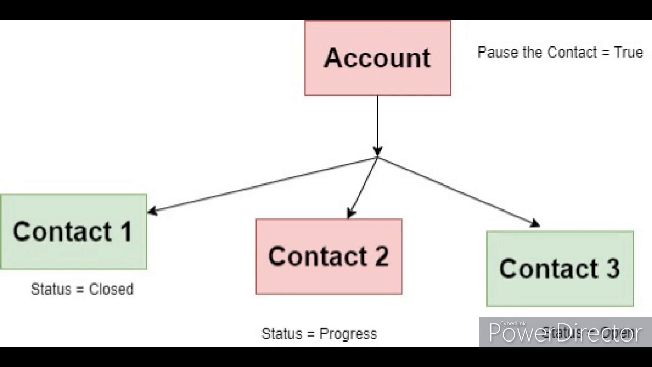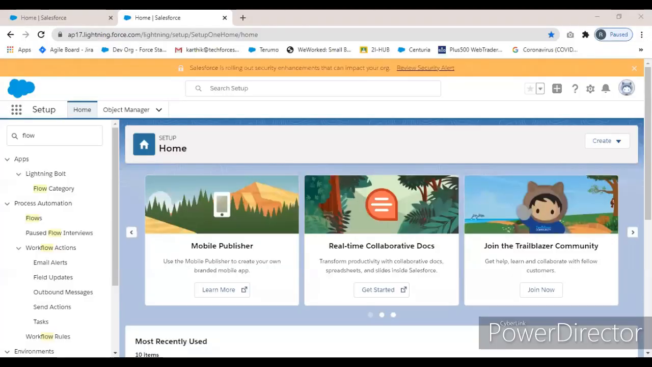Today we are going to see how to update a child record from a parent record. For example, if there is any change in the account, based on that change, we can update the appropriate contact. For example, if you want to update only the contacts with status equal to progress, you can update them from that flow. For that, I'm going to use the process builder and flow.